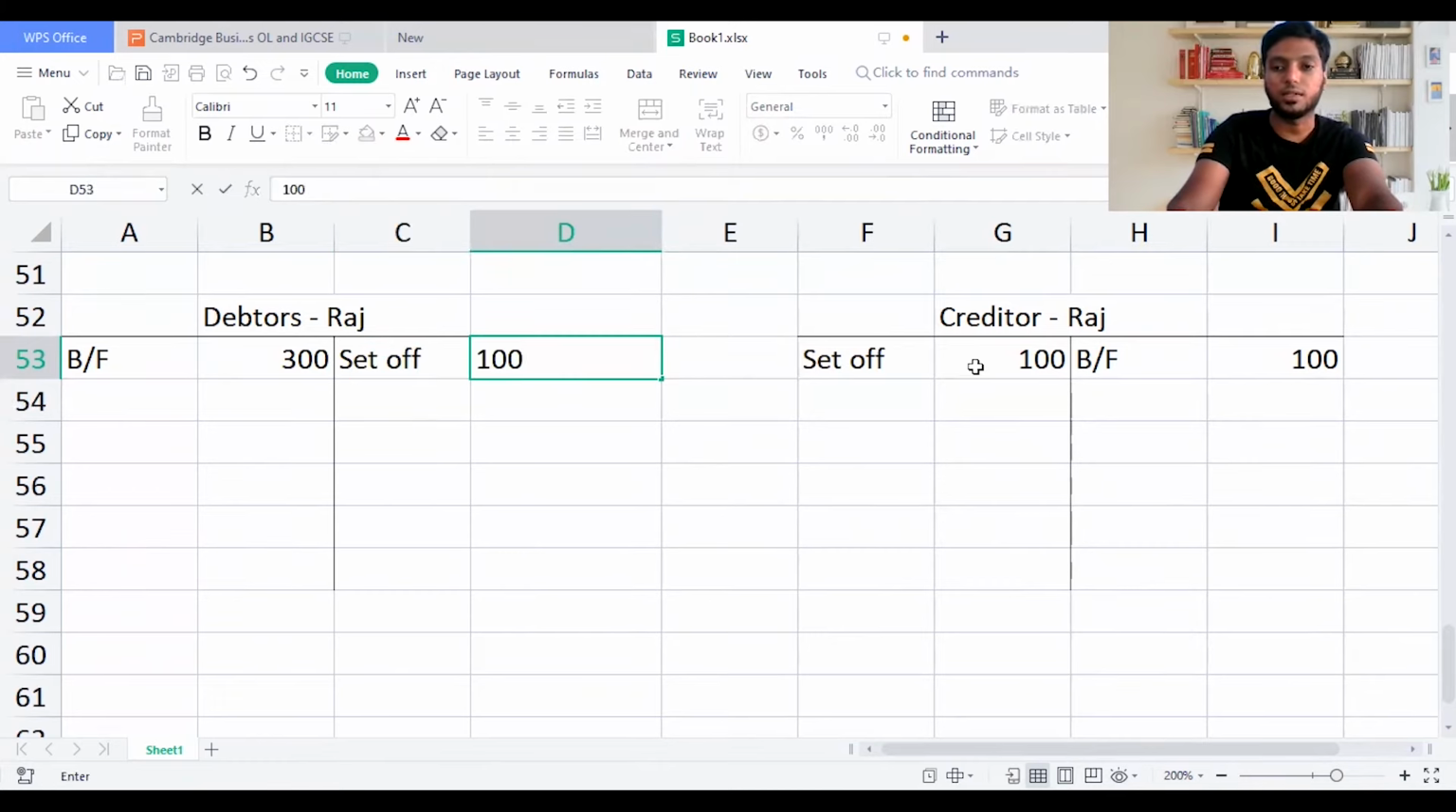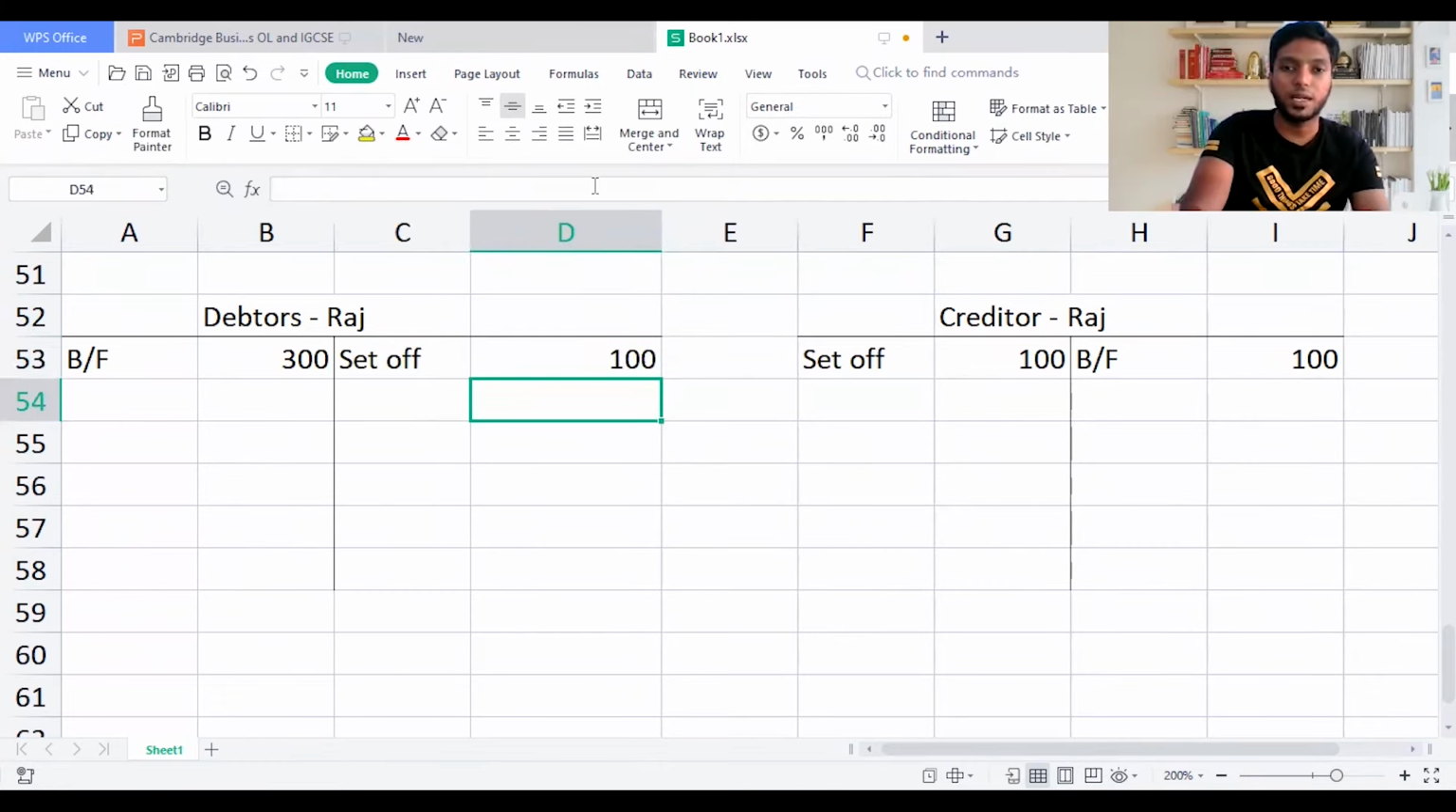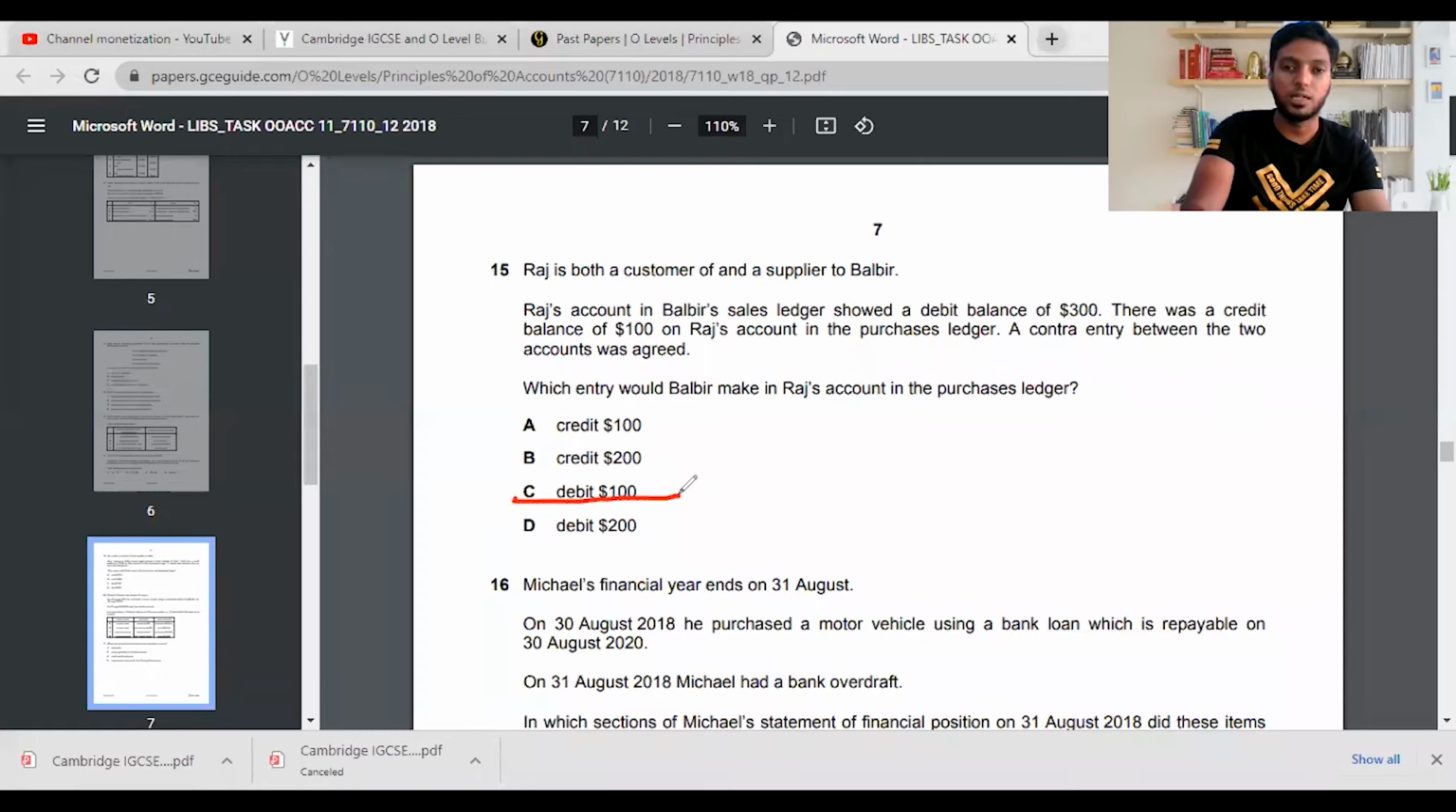So 100 and 100. Now the question is in which side they have set off the balance. It is the debit side of creditors account Raj, which is the purchase ledger. So the answer is 100 on the debit side. So I'll take answer C, debit $100.